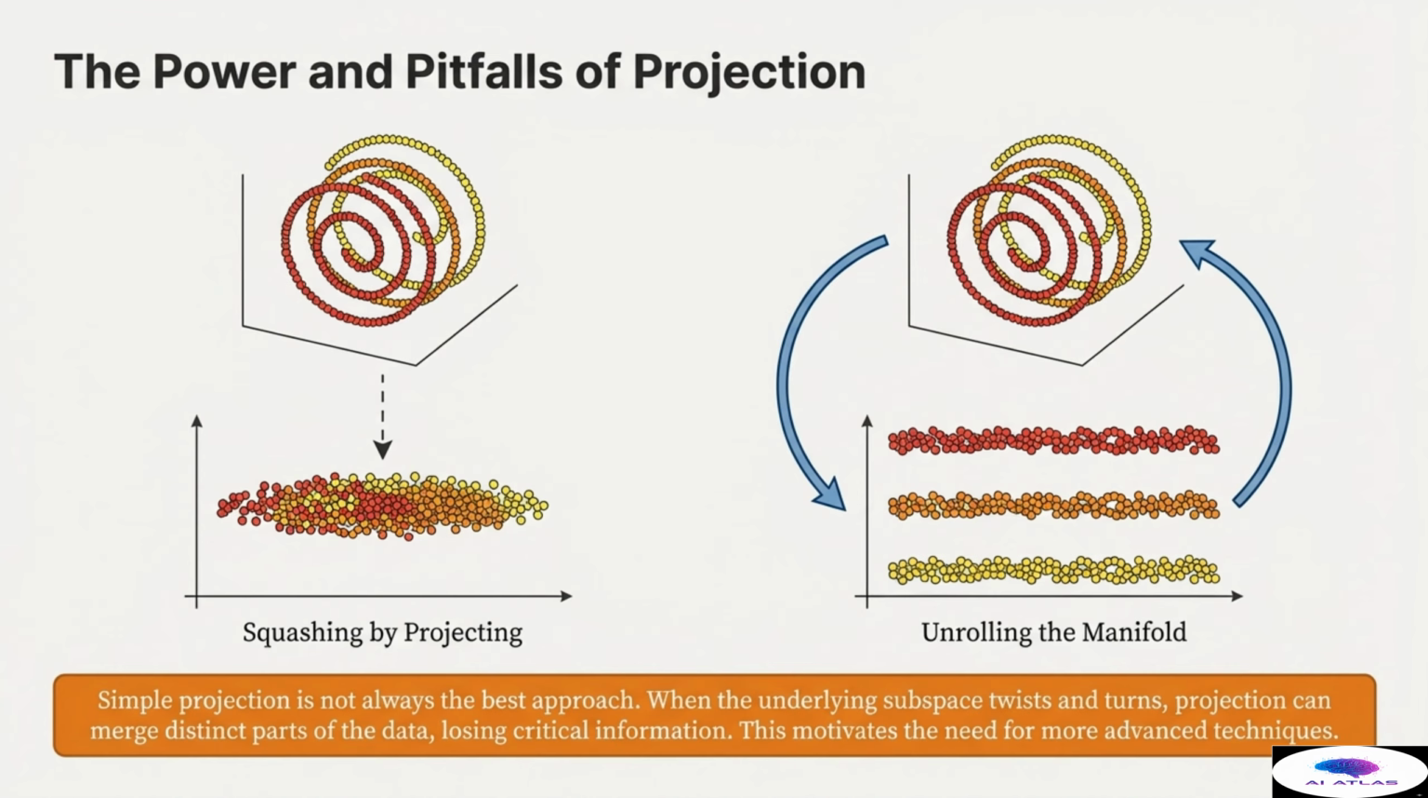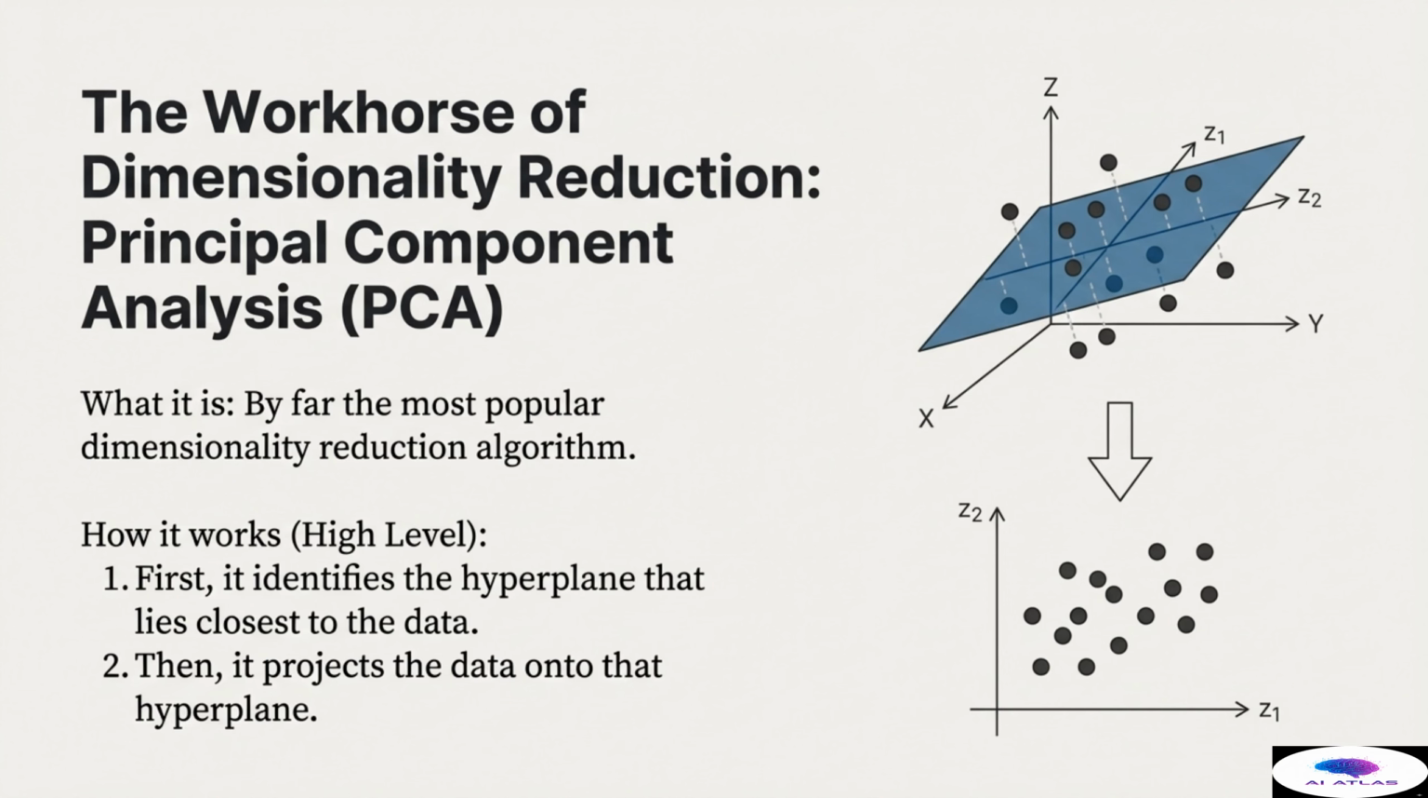Let us dive into the most popular and widely implemented algorithm in dimensionality reduction, principal component analysis, or PCA. PCA is rightfully known as the workhorse of the field. What exactly is PCA? It is a projection-based algorithm that aims to find the optimal lower dimensional representation of the data. PCA is fundamentally a two-step process at a high level.